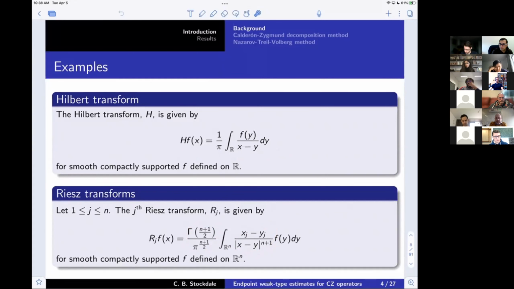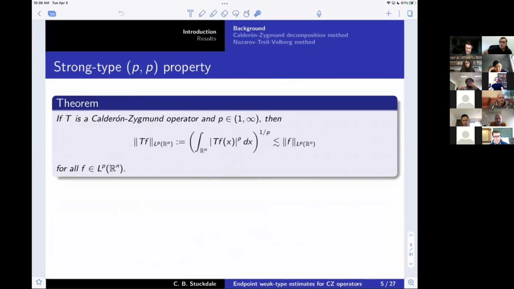And so for example, for any Calderón-Zygmund operator, we assume a priori that it's going to be bounded on L2, but actually with the assumptions that we'll state, any Calderón-Zygmund operator will be bounded on L^p for any p that's bigger than 1.